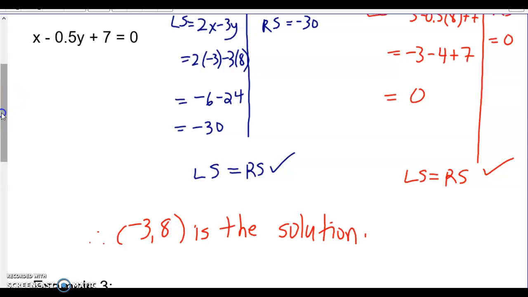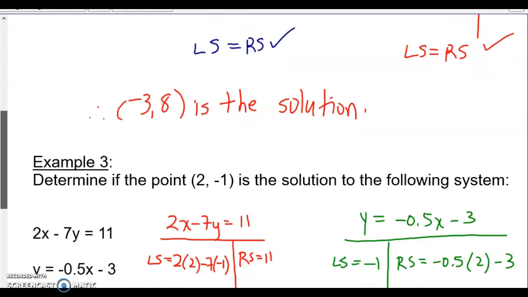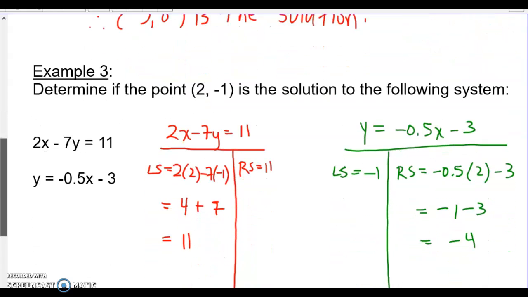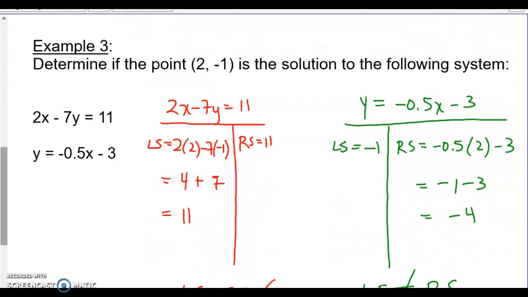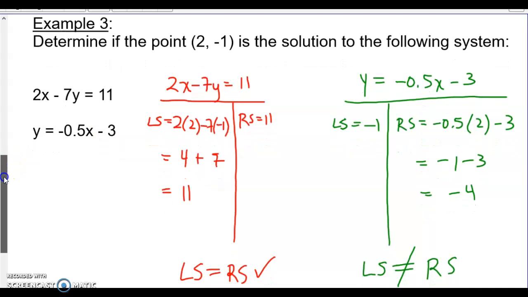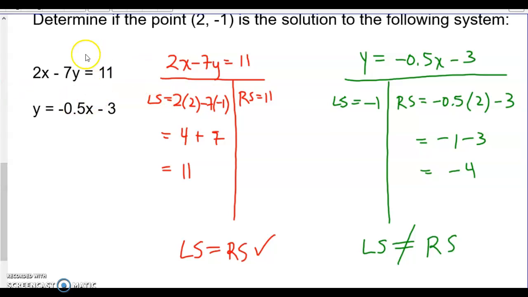So let's look at another example where we see it doesn't work, just so that you can see the difference. So determine if the point 2, negative 1 is a solution to this system. So again, I repeat. For my first equation, 2x minus 7y equals positive 11, take my left-hand side, take my right-hand side, sub in 2 for x, negative 1 for y. I end up with 11 on the left, 11 on the right. So left side equals right side, which means that yes, 2, negative 1 is a point on this line.